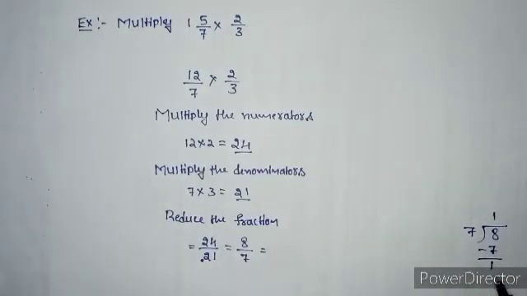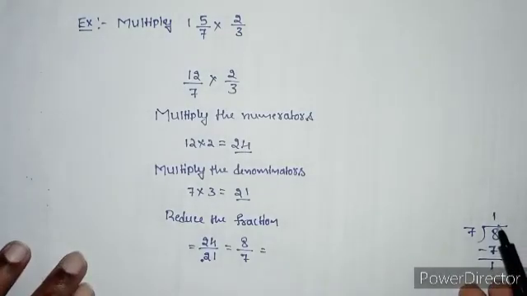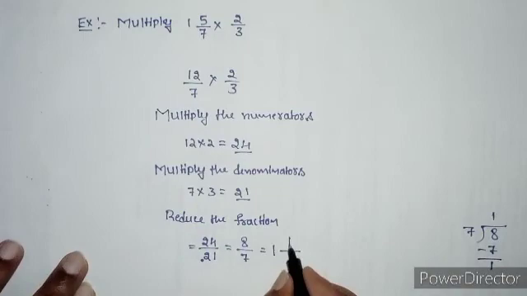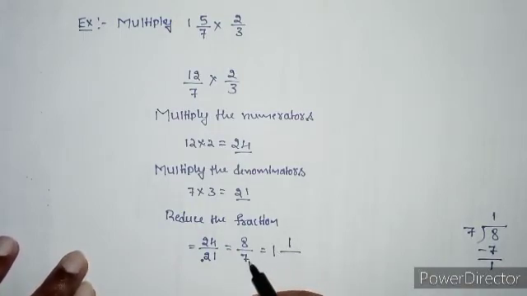Write this quotient as a whole number, this remainder 1 as the numerator, and next write the denominator 7 as it is. So we got 1 into 1 over 7 as the answer.